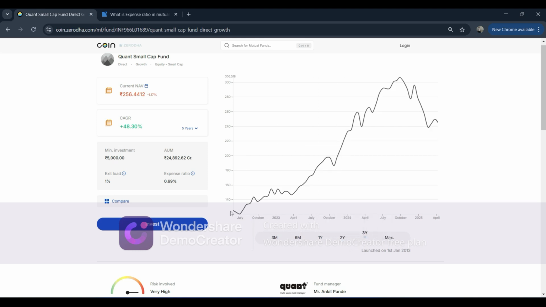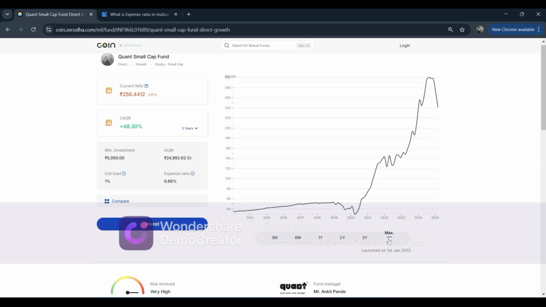Going down to 3 years, if you see the value from 3 years ago, if you invested on May 27, 2022, the value was 125 rupees. Now the current value of the NAV is around 245 rupees. So your amount has increased to more than double. If you invested 100 rupees in 2022, it is now around 200 rupees in 2025.